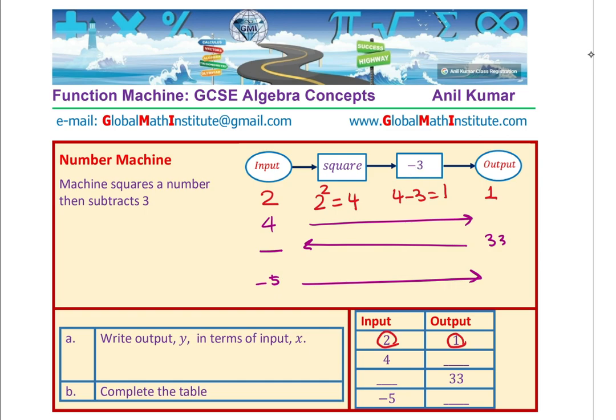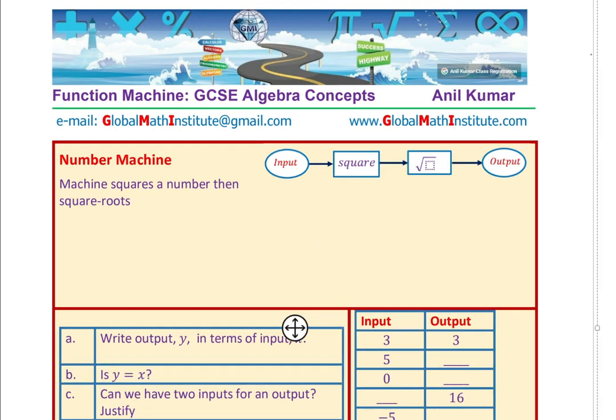Perfect? Get the idea? Let me write this for you this time. Y you get when the input is squared, that means x is squared, and then you take away 3. So that is how y is related. Perfect? Let's look into the third question for you, which is a very important test question.